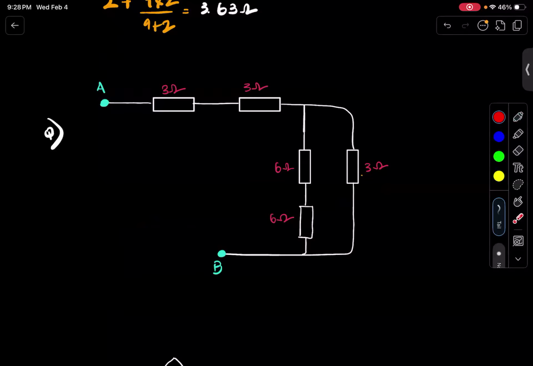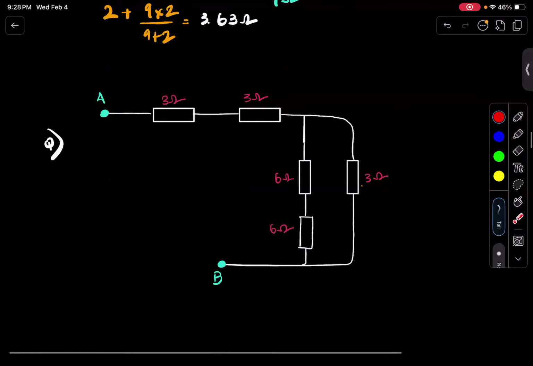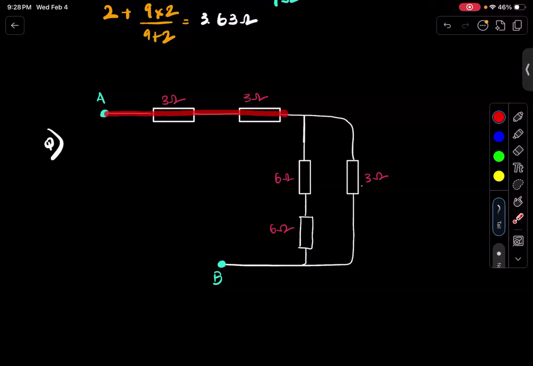Calculate the total resistance from A to B. Seems very complicated, but let's walk through it step by step. First of all, whenever you solve a circuit, see where the current is going, if it's possible. So, for example, say the current is going from here. I can see that this 3 ohm resistor and this 3 ohm resistor are in series with each other, so you can consider these two to be one large 6 ohm resistor.